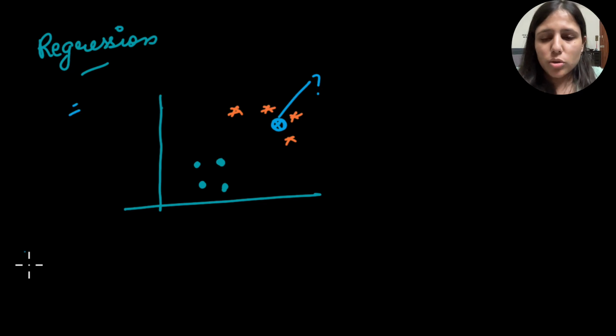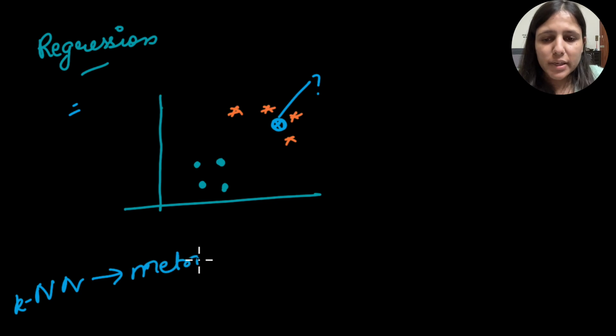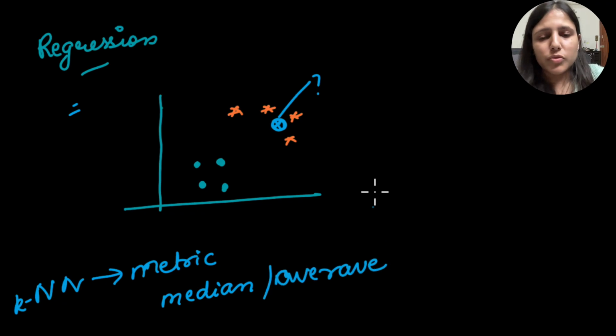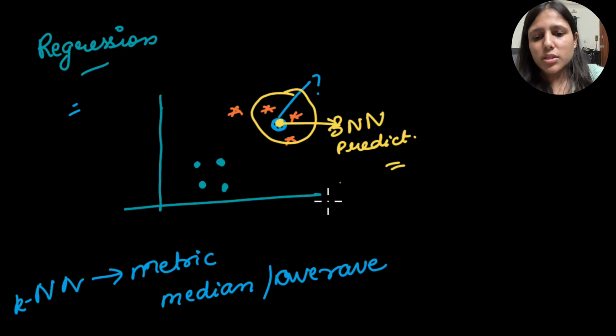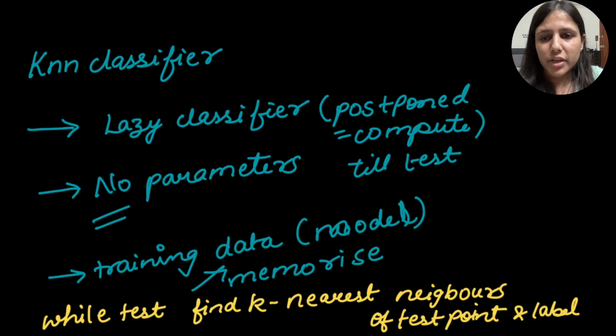So in regression also what we'll do is we'll find K-nearest neighbors and then we'll take some metric, and the metric is usually median or average of the values. For example, if we are doing 3NN here, we'll take these 3 data points and take the average of them, and we'll predict the average. So this is how KNN is used in regression setting, and this is how we use it in classification setting.